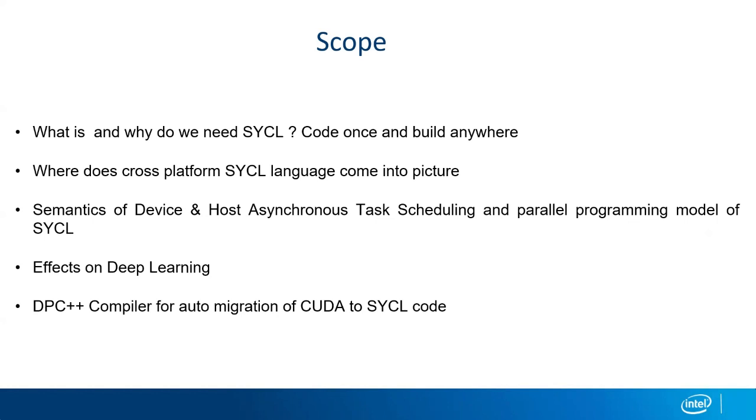We'll be understanding a little bit about the semantics of device and host parallelism, since SYCL is one of the languages which is infused with the heterogeneous parallel computing model. We're going to understand how different aspects of the standard C++17 features are built into the SYCL language, as well as how to create and write optimized kernels. The effects on deep learning are one of the prime areas of today's discussion. And we'll also be looking into the DPC++ compiler for auto migration of CUDA to SYCL code, and the different ways we can do that.